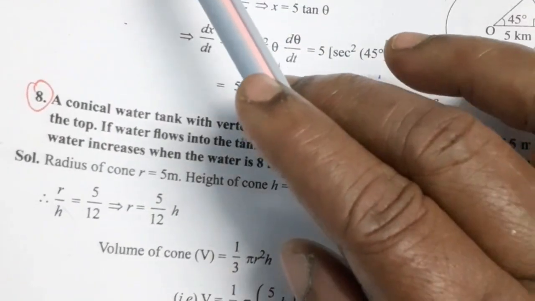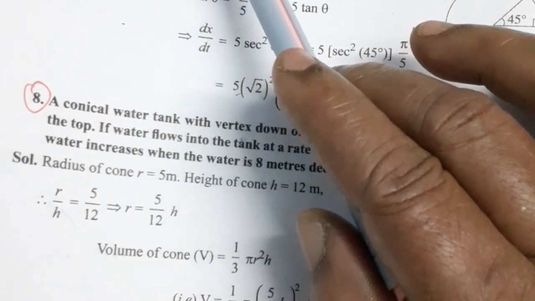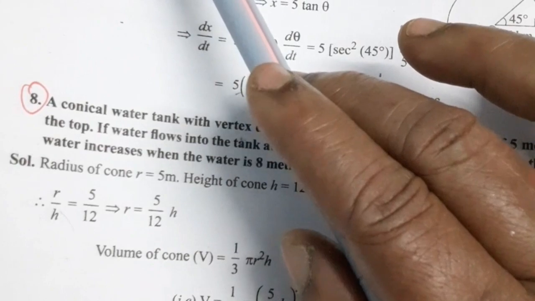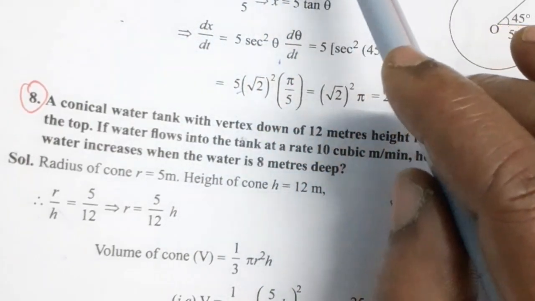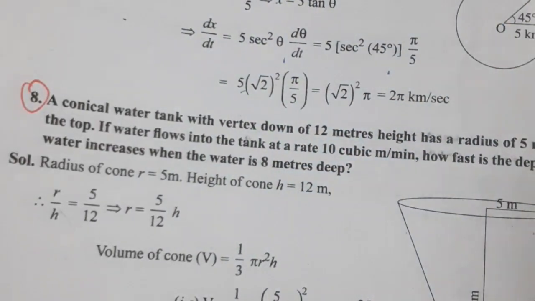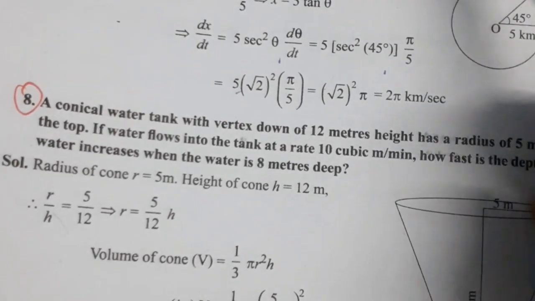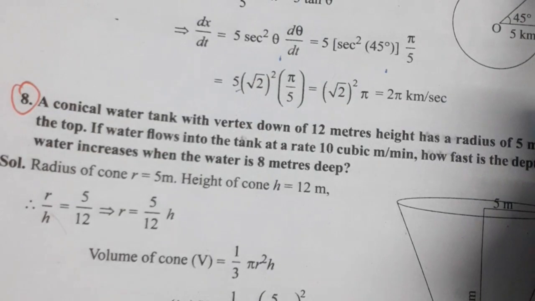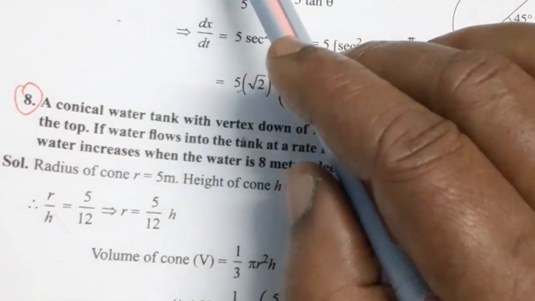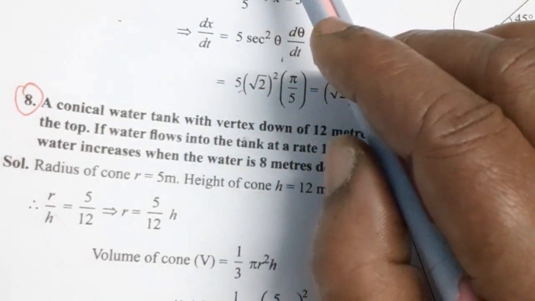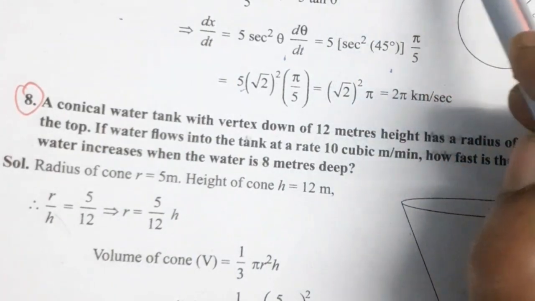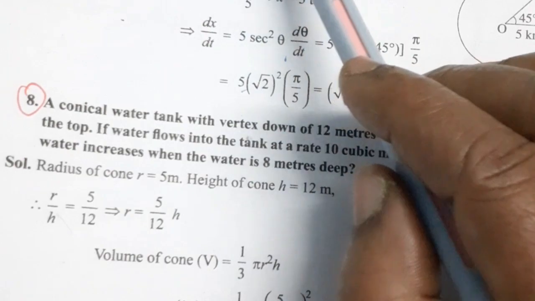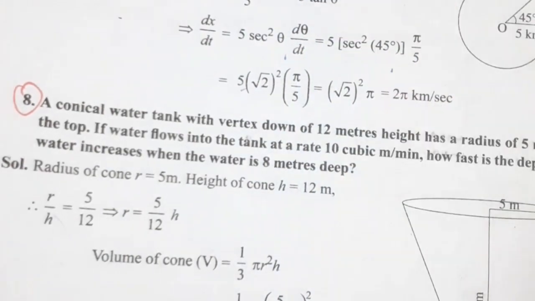Next we come to the seventh question. A beacon makes one revolution for every 10 seconds. The beacon is used in the ship to show the direction. It is located on the ship which is anchored 5 km from a straight shore line. How fast is the beam moving along the shore when it makes an angle of 45 degree with the shore?